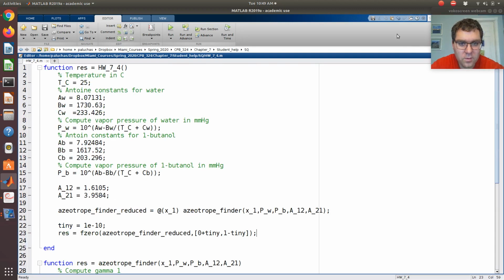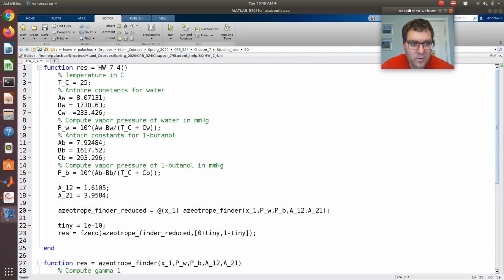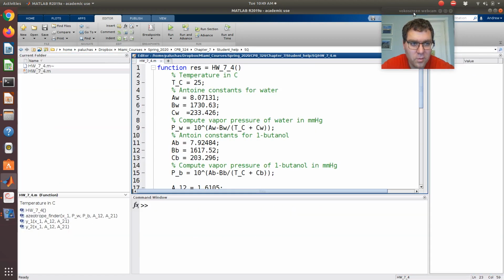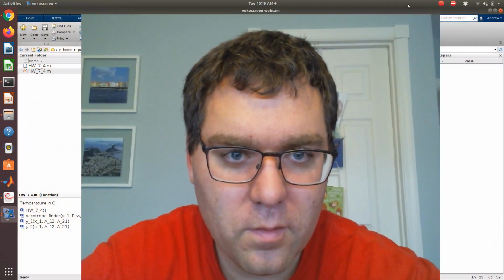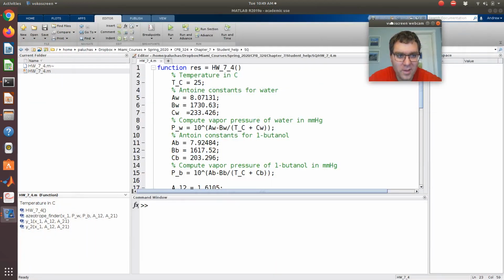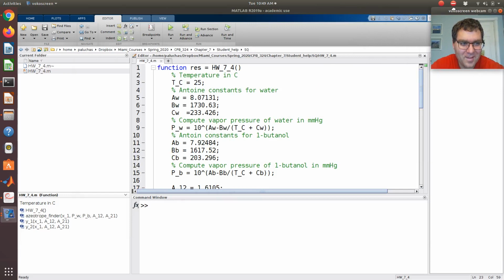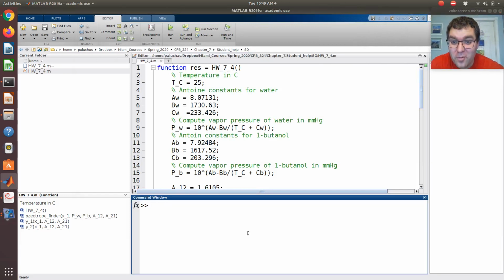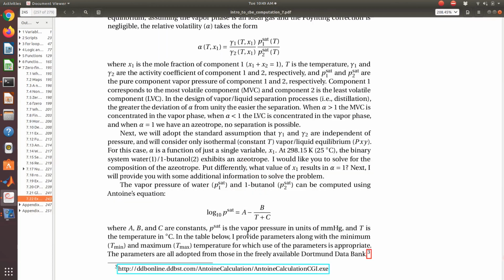I need to move my head so I can restore the screen. Oh, well, now I got a big head. We do not want that. Bam. All right. So now if I were to run this, this is just homework 7.4. Maybe I want to store the output to x1, and I get 0.7940.